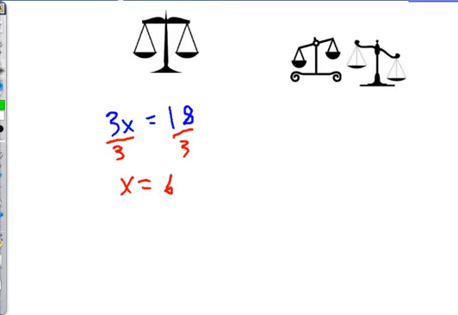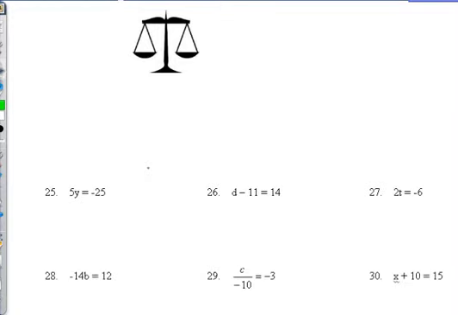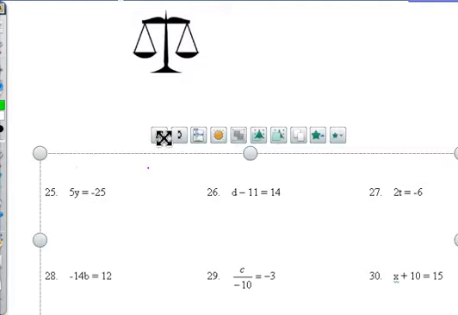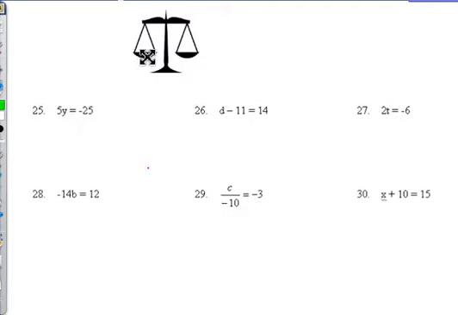Let's look at a couple that were on the review. So here are the review problems.